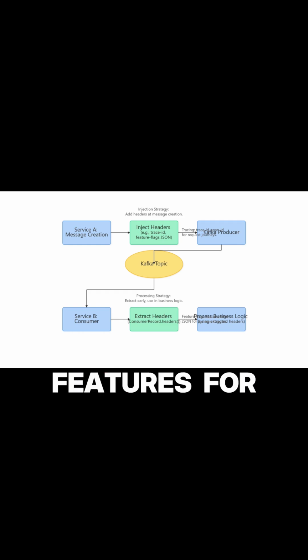For feature flags, a header might contain a JSON object like feature flags, letting you dynamically enable or disable features for specific users or segments without any code redeployment. Imagine routing just 10% of your users to an experimental new feed algorithm.